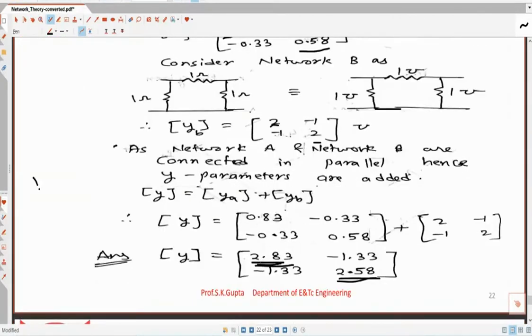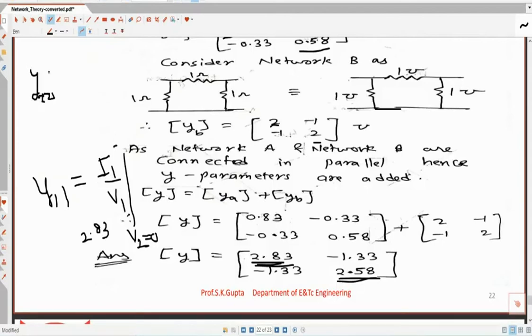So overall y11 is I1 by V1 and its value is 2.83 mho. And what is the condition? The condition is that V2 equals 0, so we have to make V2 equal to 0. Then y22 is I2 by V2, and the condition is that V1 equals 0. So use these conditions while doing the simulations.